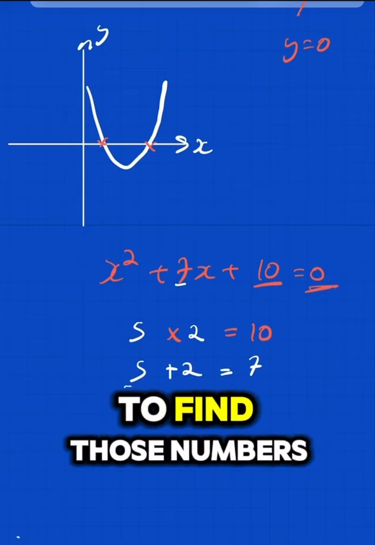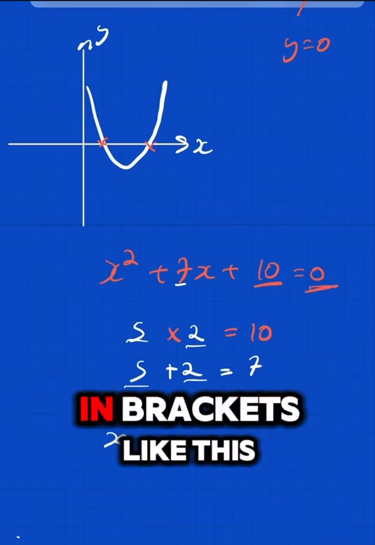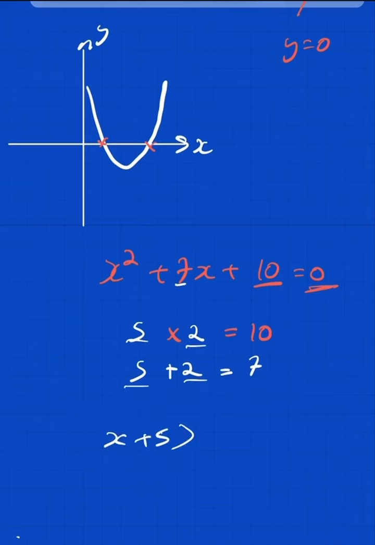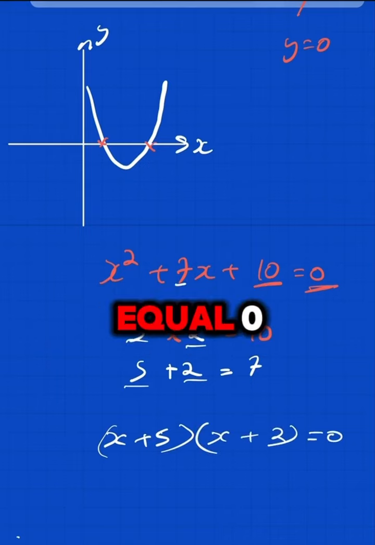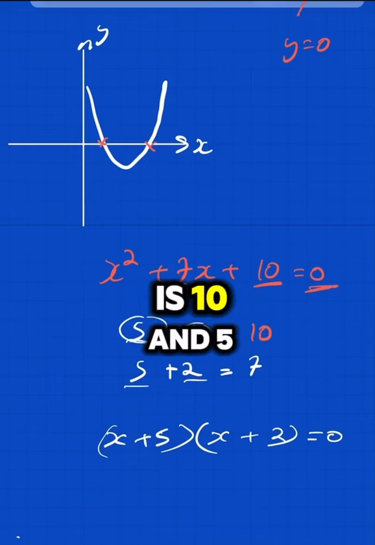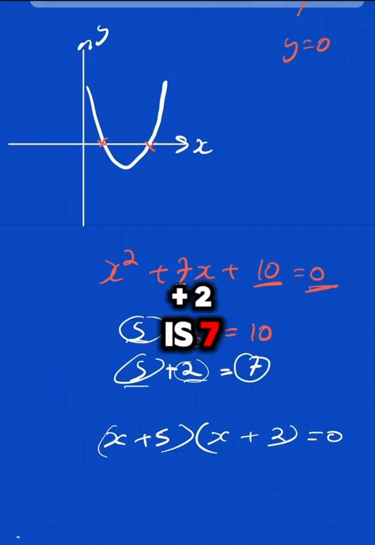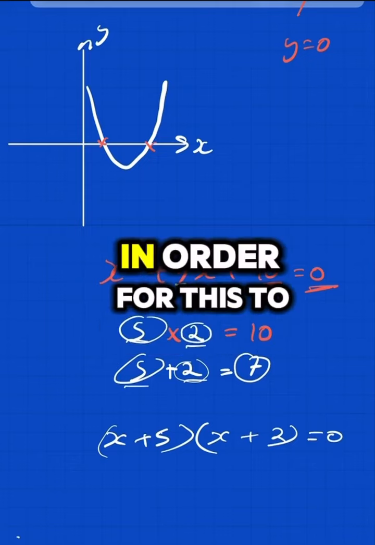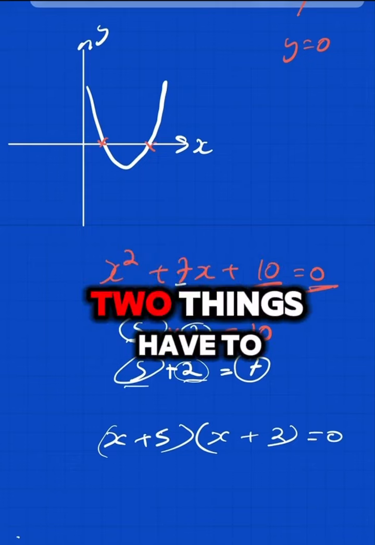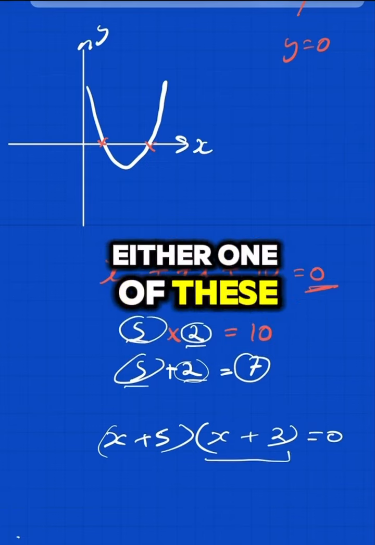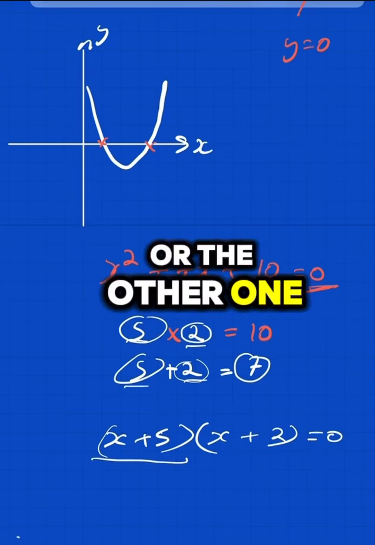You have to do some thinking to find those numbers, but once you do, you can put them in brackets like this. And then this will equal 0, since 5 times 2 is 10, and 5 plus 2 is 7. Now in this case, in order for this to equal 0, two things have to be true. Either one of these has to be 0, or the other one has to be 0.